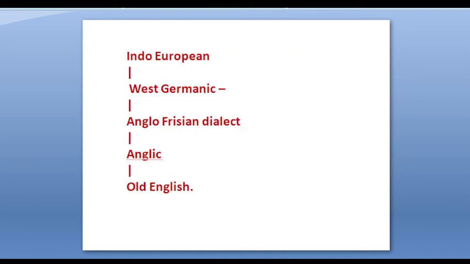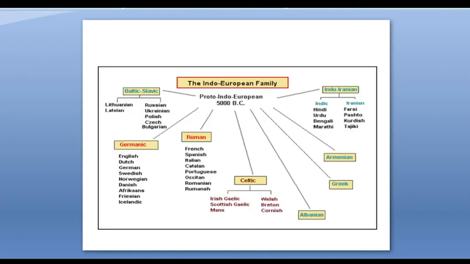Here is just a list: Indo-European, a simple flowchart. West Germanic comes from the Indo-European group, and then the Anglo-Frisian dialect, Anglic, and finally we get Old English. And there are the details of the Indo-European family. I took it from Google, and you can look at it. This is a detailed chart of the Indo-European family of languages.